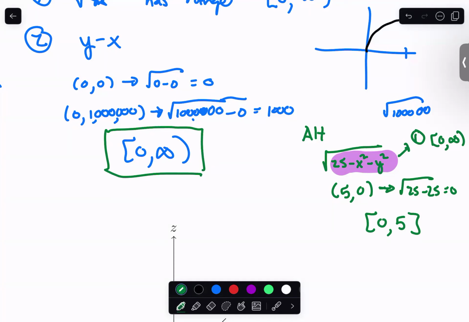So that's how the inside bit can influence this. You do have to check and make sure that you can get a broad range of values. If there's something that's limiting, in this case, I can never plug in anything larger than 25, then that's going to reduce your range. So it's no longer 0 to infinity, it's now 0 to 5.